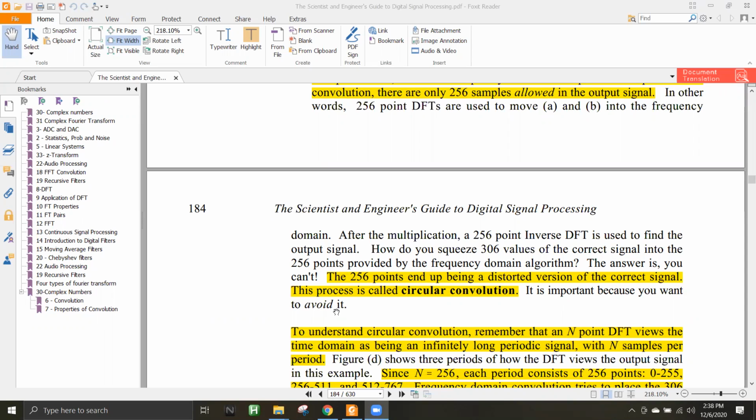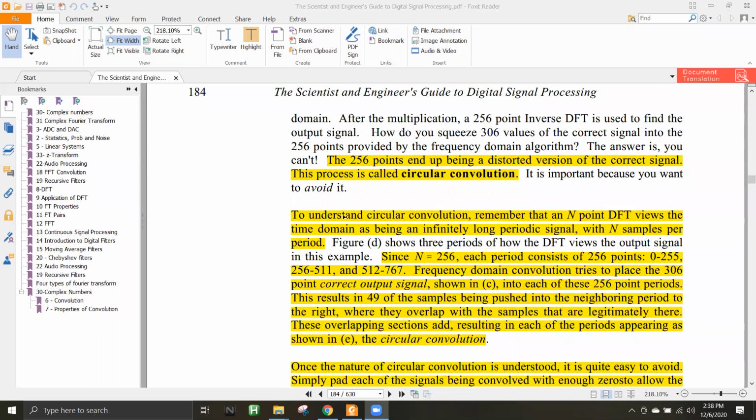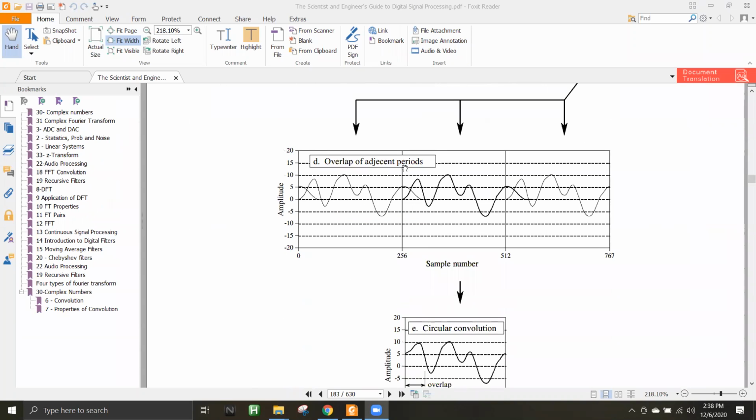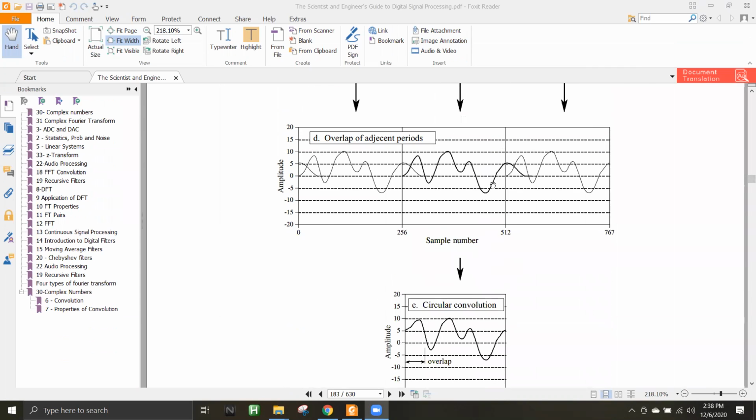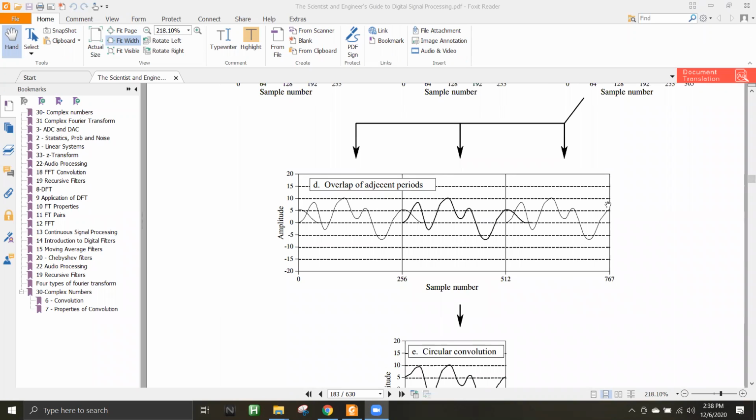This problem is called circular convolution. In order to understand circular convolution, we have to remember that an N-point DFT views the time domain as being an infinitely long periodic signal with N samples per period. So in the frequency domain, we can think that this is not the whole signal. We can think of it being repeated. We can duplicate it and repeat it to the left and to the right infinitely, right? This is just one snapshot. You can have this repeated to the right and left also.